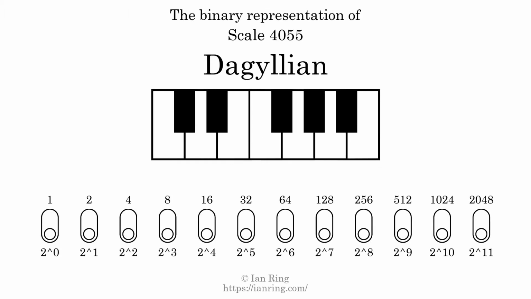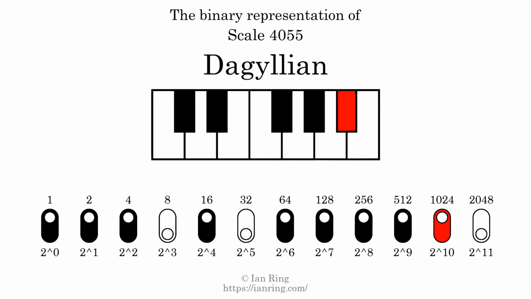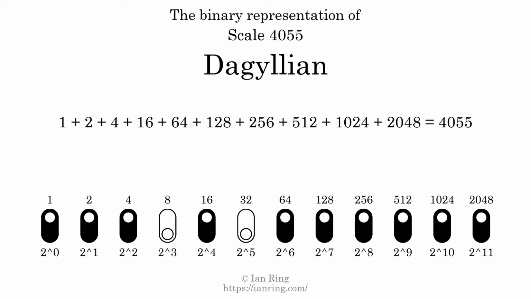The binary representation of this scale is determined by mapping tones of the scale to binary digits. Each binary digit represents a power of 2. To get the scale number, we add the powers of 2 together. The powers of 2 that are present in the scale, all added together, equals 4055. That is why the scale number, in decimal, is 4055.